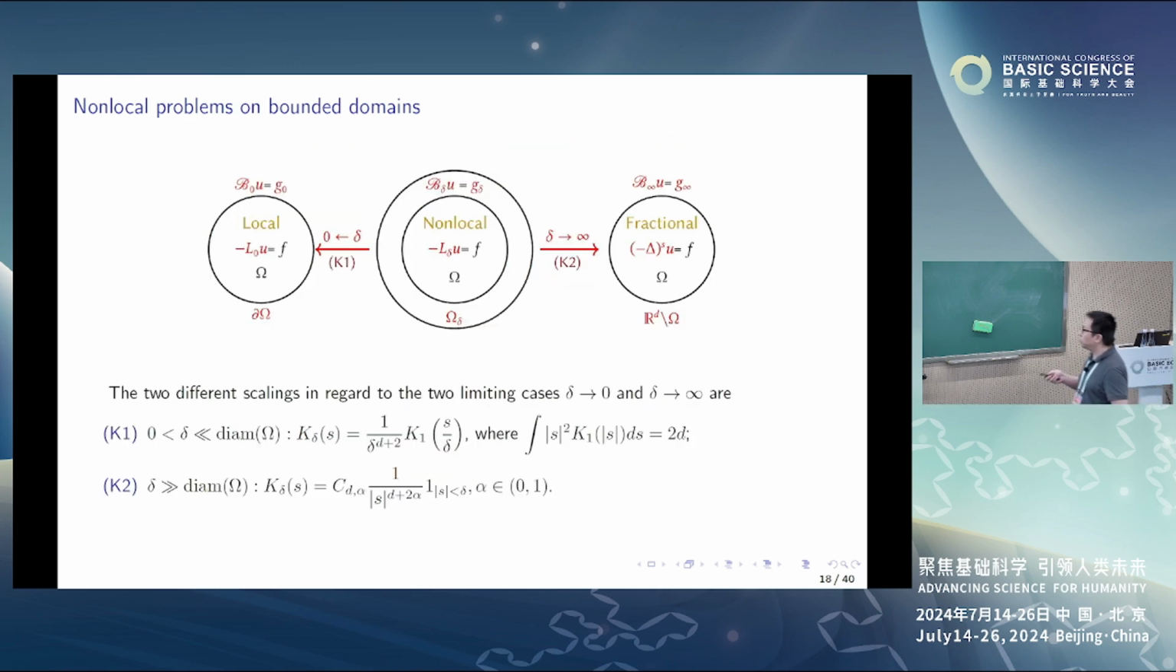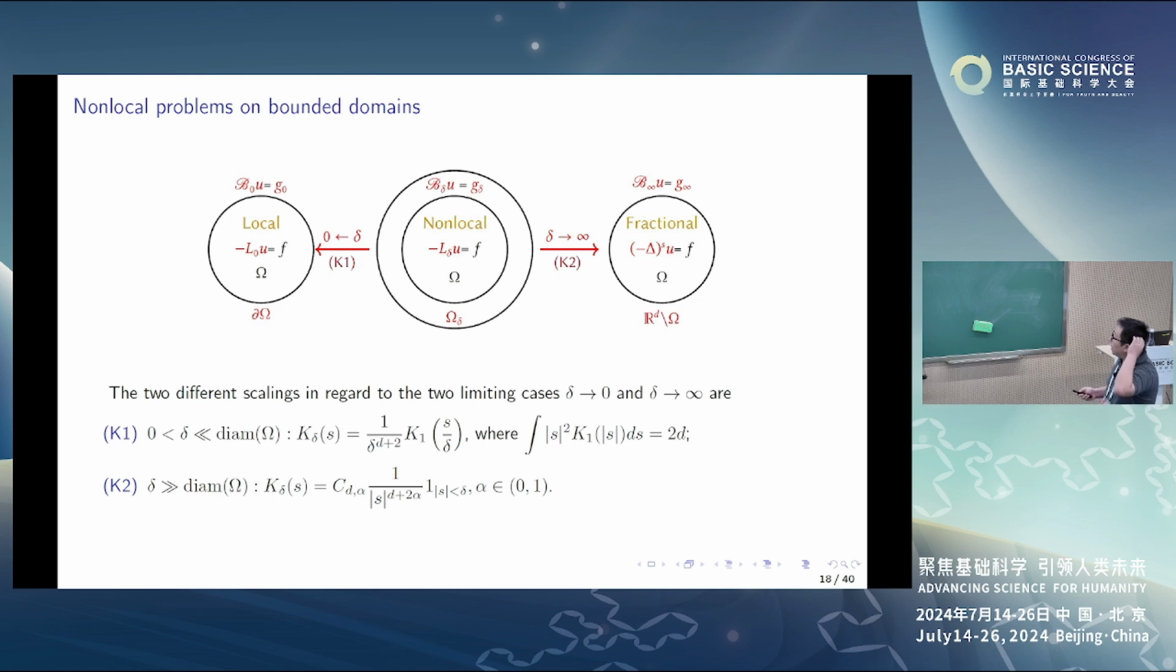And we can see this model is closely related to the local model as well as the fractional model. For example, if delta is small, we can choose this K_1 scaling. Okay, K_delta(s) is 1 over delta^(d+2) times K_1(s over delta). And this K_1 satisfies this finite second moment condition. Then as delta goes to 0, the nonlocal operator will converge to the local Laplacian, right? Then we get the local model with the standard boundary condition.